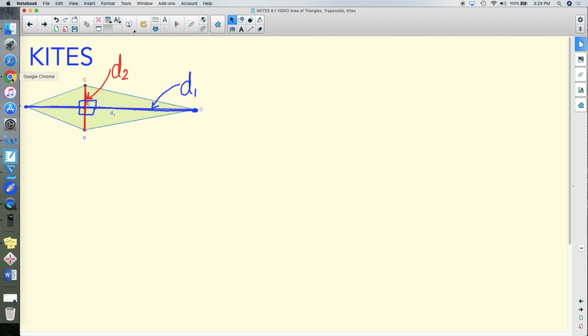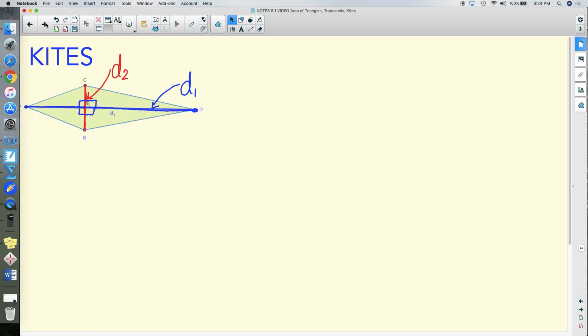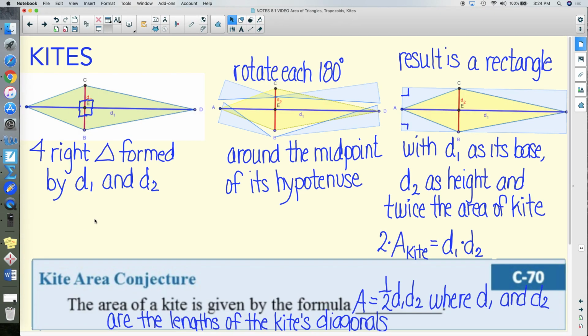So one of the common derivations for getting kite area is to take the kite and to rotate each of its right triangles 180 degrees around that outside or hypotenuse side. And when you do that to each one of those 4 right triangles, their right angles rotate outward, and we end up with a rectangle. So when those 4 right triangles are rotated 180 degrees around the midpoint of each hypotenuse, the result is a rectangle.